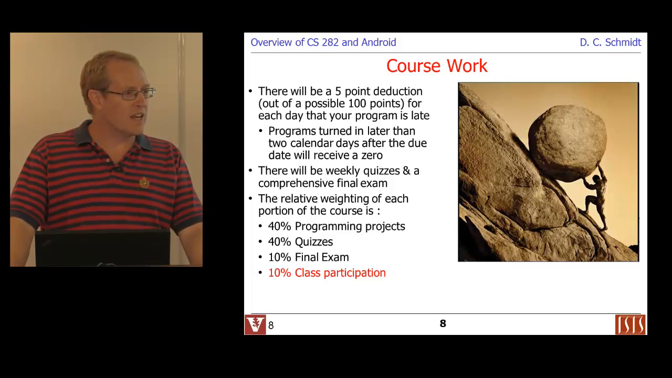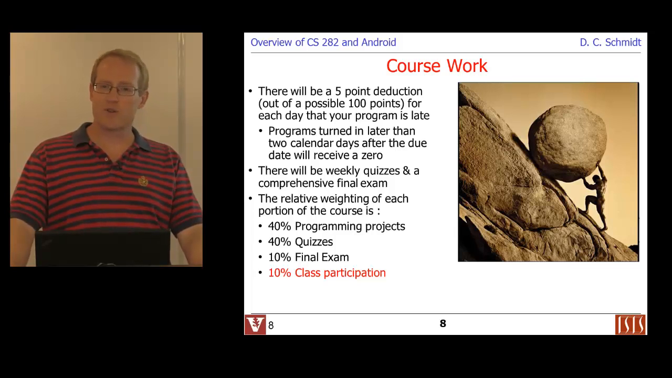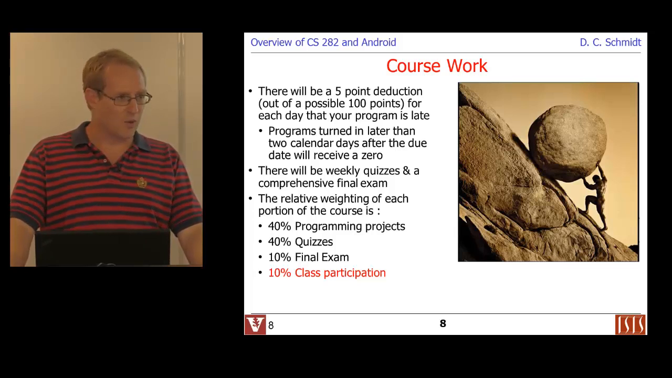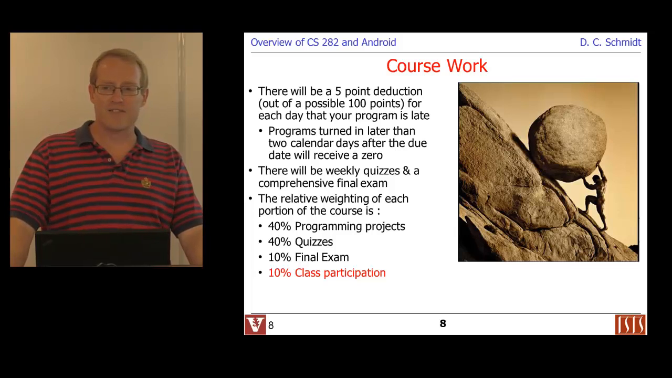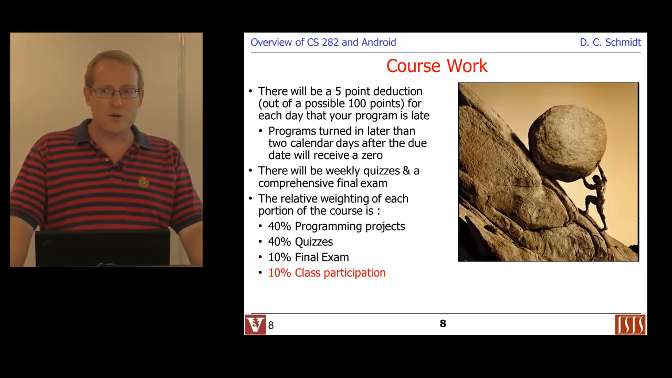Here's basically the weighting of the pieces of the course. Programming projects, 40%, quizzes, 40%, final exam, 10%, which gives you a sense of how big the final exam is. It's basically a quarter of all the quizzes. So if we have 10 quizzes, then we would have a 3-page final exam or something like that. And then there's also another 10%, which is class participation.